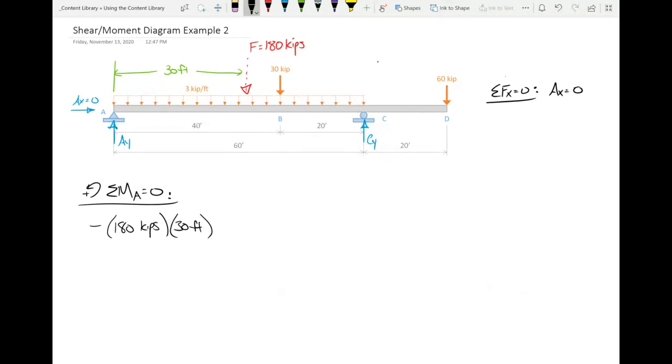Okay, so next comes the 30 kips. We're handling these loads one at a time. So we've got that. Now we've got that. Okay, so 30 kips. Does that generate positive or negative bending moment? Negative. And then from A, how far is that from A? There we go.